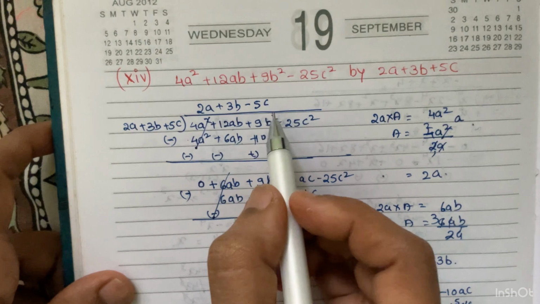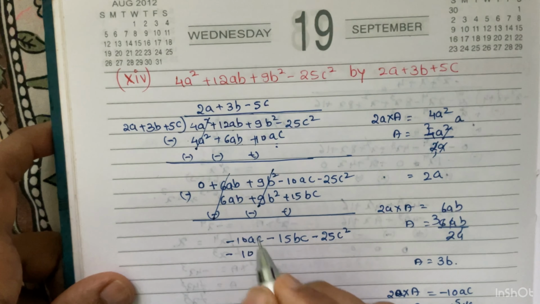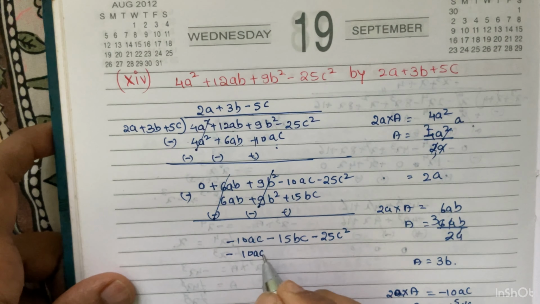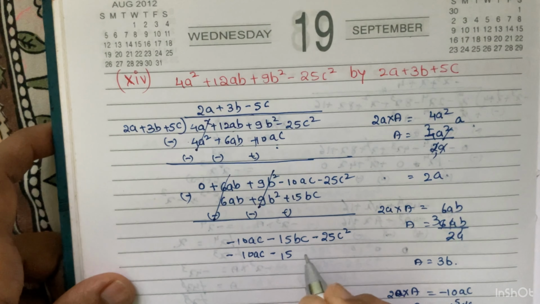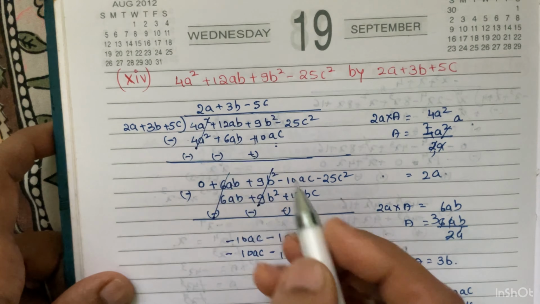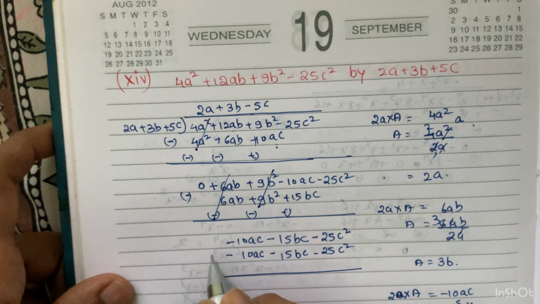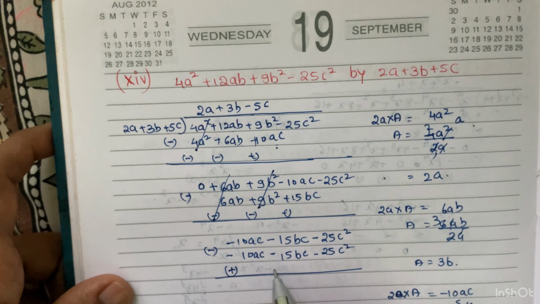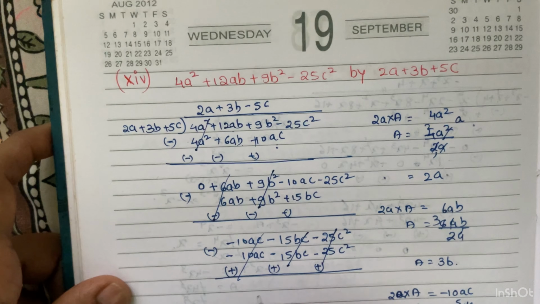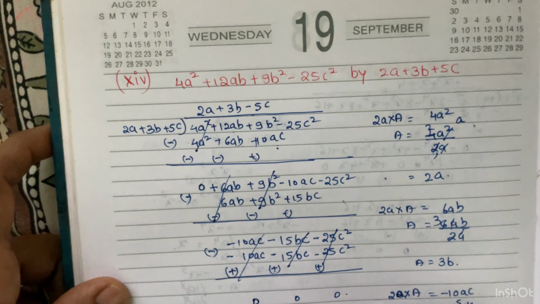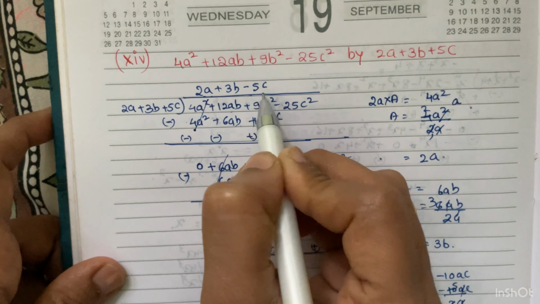Okay, now start multiplying. Minus plus first, that is minus 5 2s are 10, and a into c, I'll get ac. Later plus minus minus, and 5 3s are 15, b into c, that is bc. Next plus minus minus, 5 5s are 25, and c into c, I'll get c square here. Now again in the subtraction we need to change the signs of the second polynomial's terms. Everything will get subtracted here, and we will get the remainder as 0. So we found the answer 2a plus 3b minus 5c here.